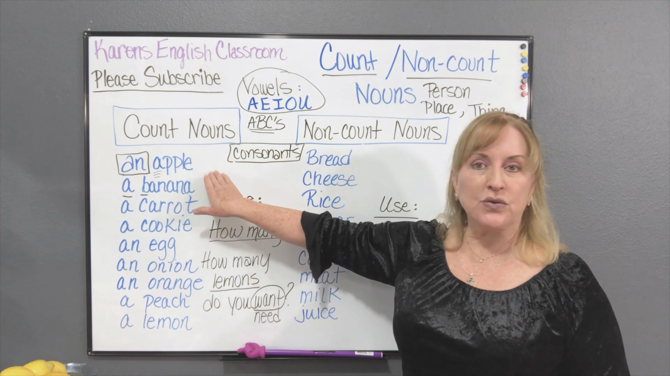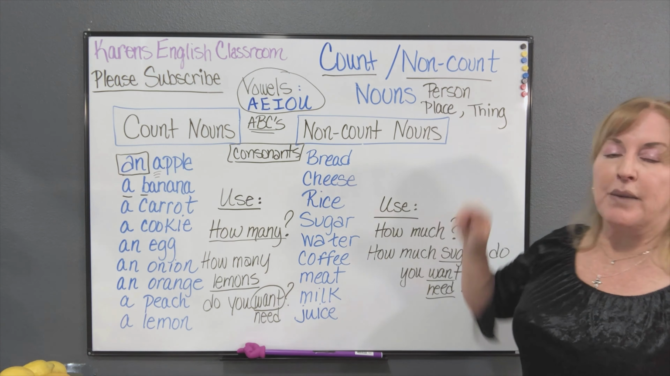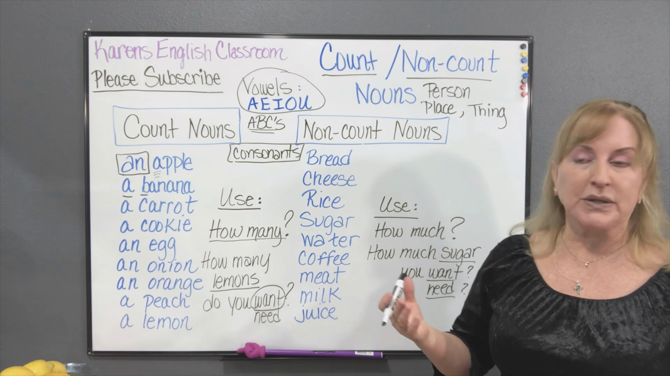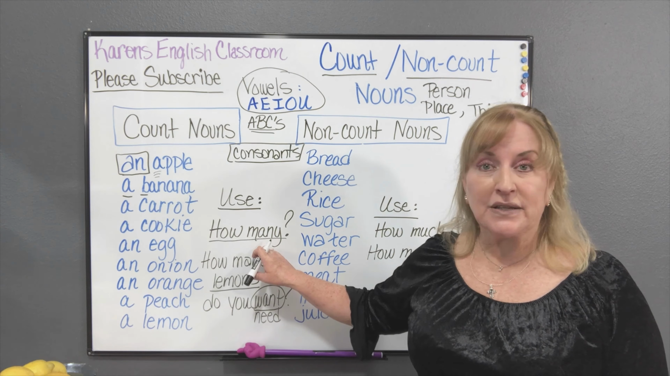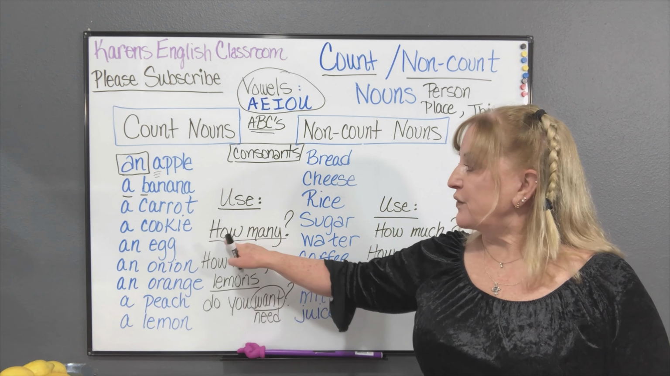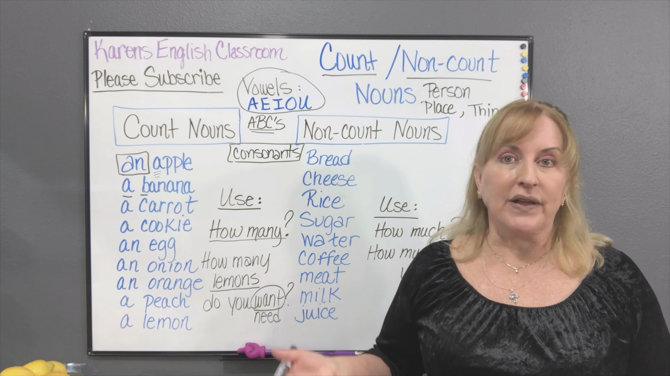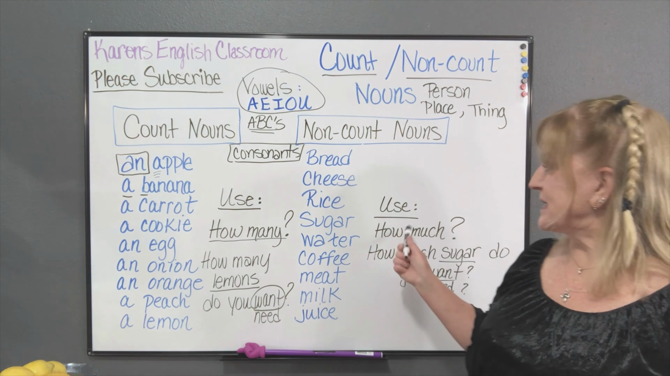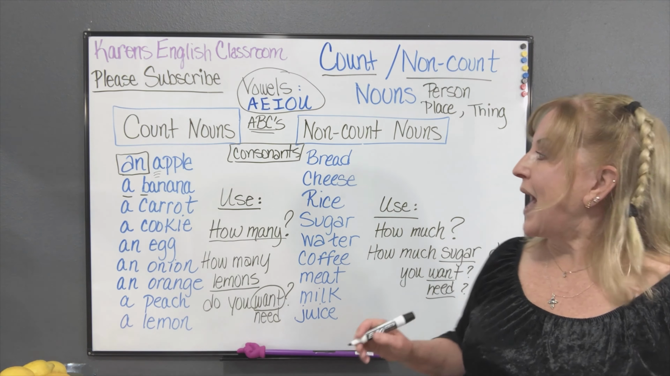Okay, very good. All right, so this is how you can use non-count. This is how you can use count nouns. Now, remember we talked about a person, okay? So people, a person, okay? So people or a person, you can count, okay? So for example, we can say, how many students are in the class? We're not going to say how much students, no. We're going to ask the question, how many?